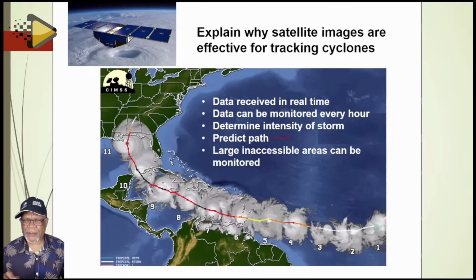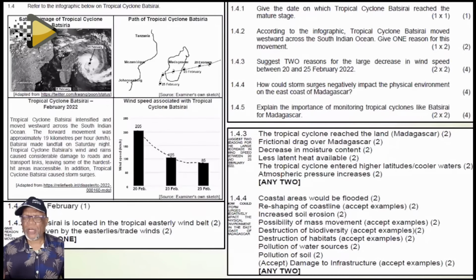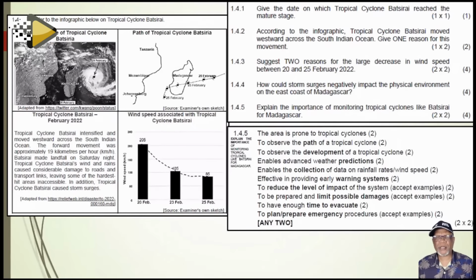Now, here are some of the examination questions that you can expect to get. Okay, let's look at a few activities on a tropical cyclone. Here is the first question. Give the date on which tropical cyclone Batsirai reached the mature stage.